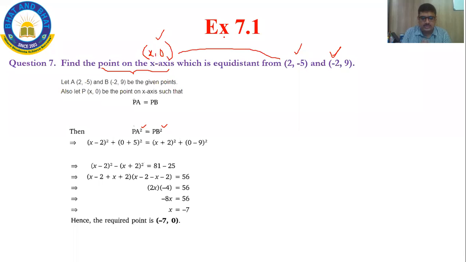Okay. You must not simply end at x is equal to minus 7, because the question says find the point on x-axis. So minus 7 comma 0 must be your conclusion, because a point in a plane is always represented by two values, that is an abscissa and an ordinate.